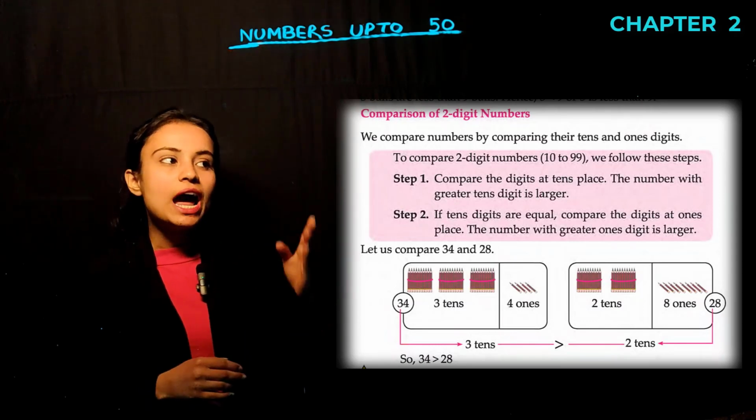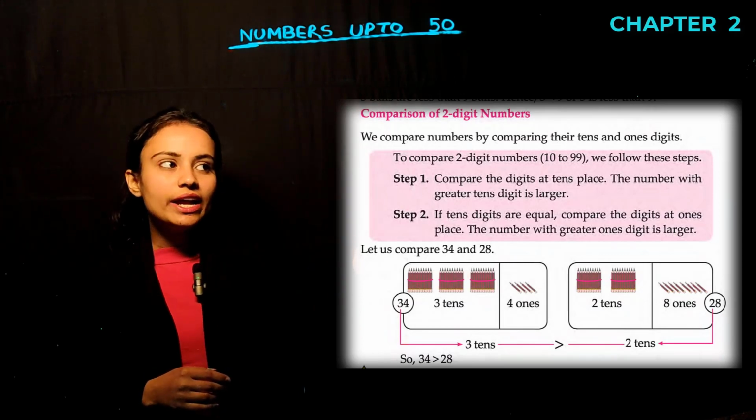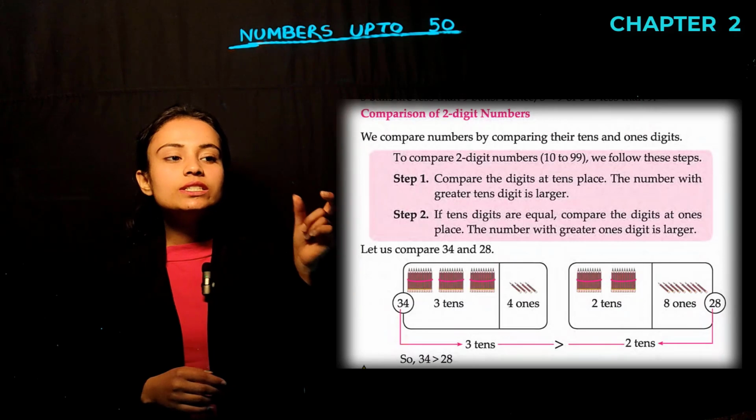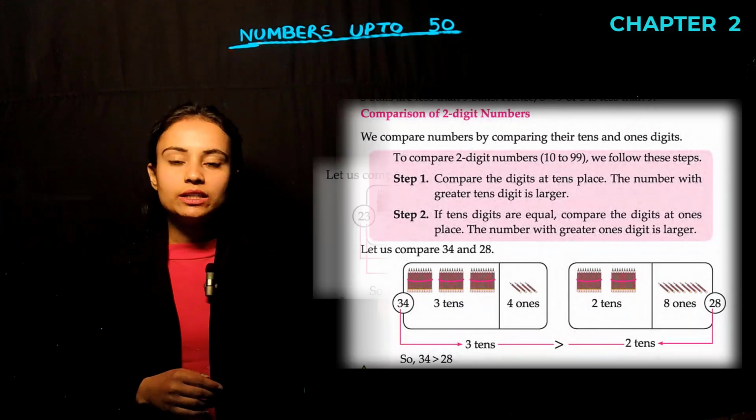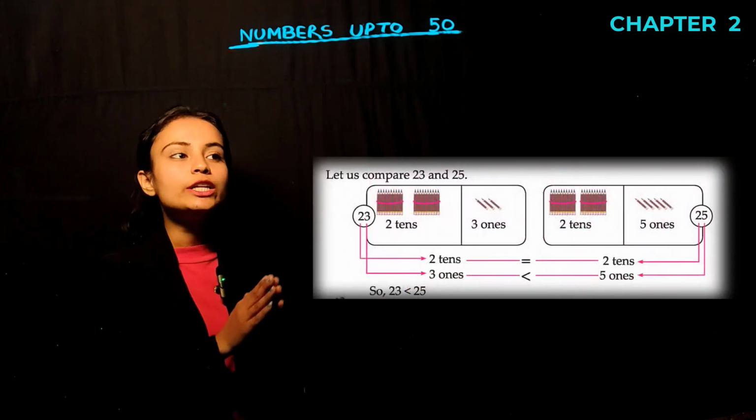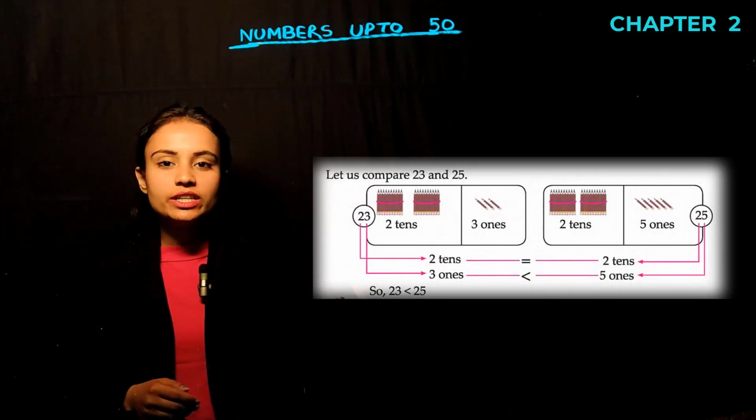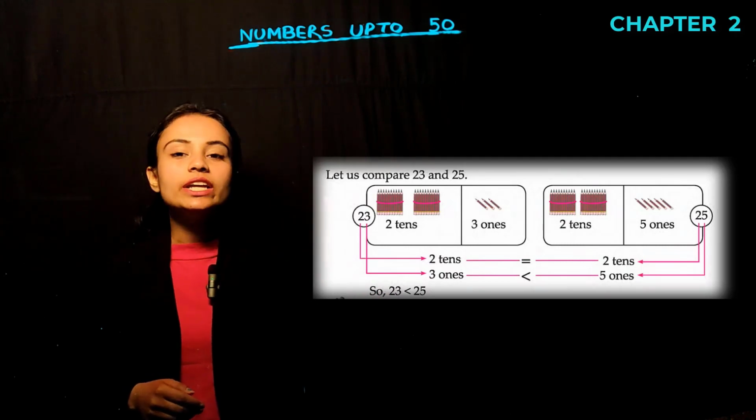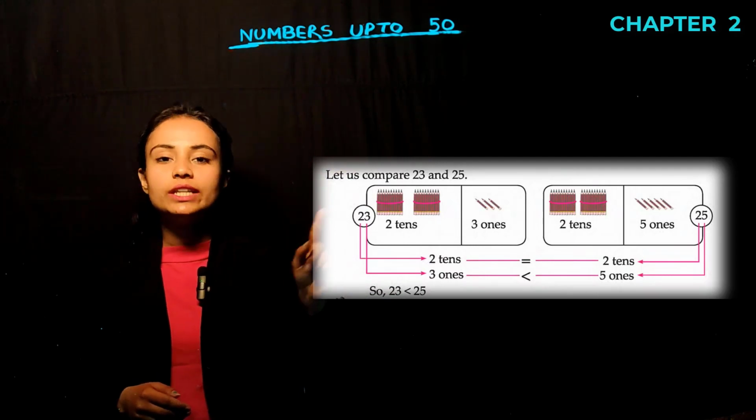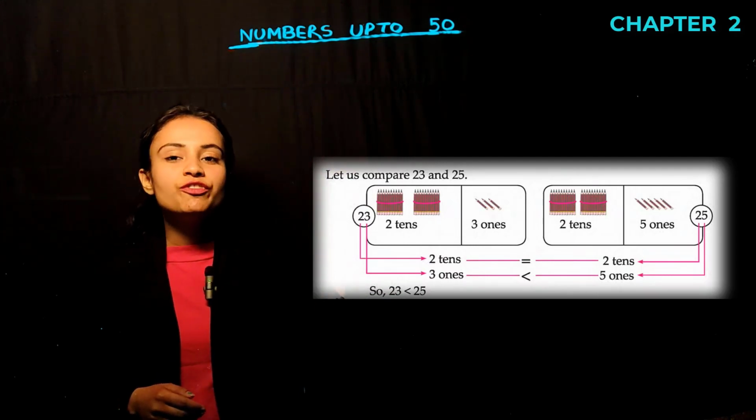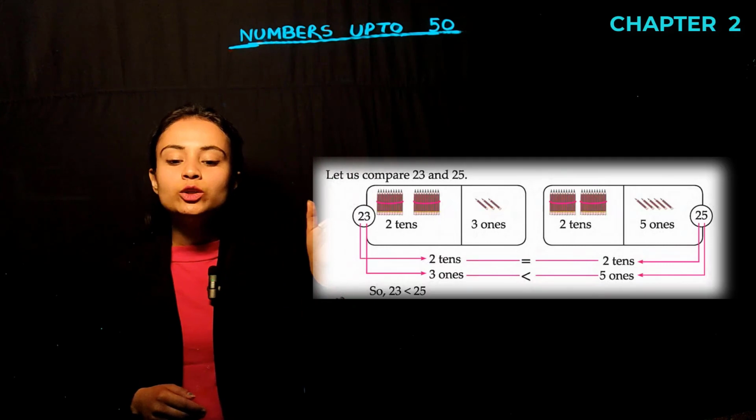Let us compare 34 and 28. In 34, the tens digit is 3 and in 28, tens digit is 2. Since 3 is greater than 2, so 34 is greater than 28. In the similar manner, let us compare 23 and 25. In 23, tens digit is 2 and in 25, tens digit is 2 again. Since tens digit are equal in both of them, then we'll compare the ones digit. In 23, ones digit is 3 and in 25, ones digit is 5. Since 5 is greater than 3, so 25 is greater than 23.